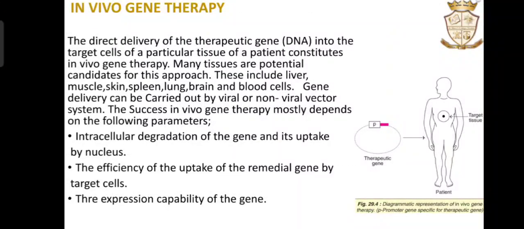In vivo gene therapy. The direct delivery of the therapeutic gene into the target cells of a particular tissue of a patient constitutes in vivo gene therapy. Many tissues are potential candidates for this approach. These include liver, muscle, skin, spleen, lung, brain, and blood cells. Gene delivery can be carried out by viral or non-viral vector systems.